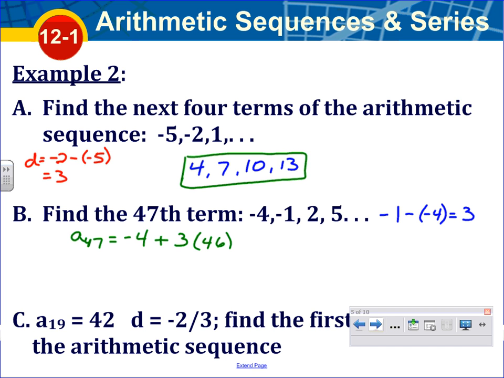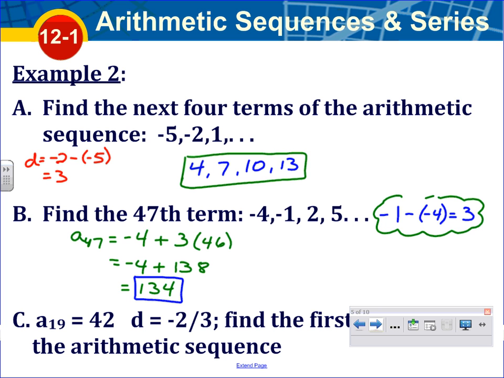So now it's all just calculation from there of the right-hand side. So we have -4 plus 138. Add those together and you get 134. So your 47th term in that sequence is 134. So again, that's just way easier than writing those things out, but it's up to you.